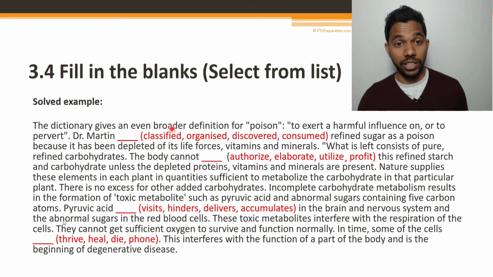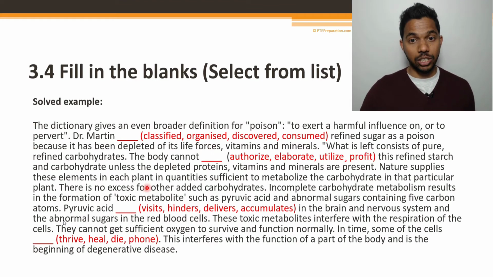So like this, you will get a drop down where you need to click and you'll get 4 options to choose from for each blank.